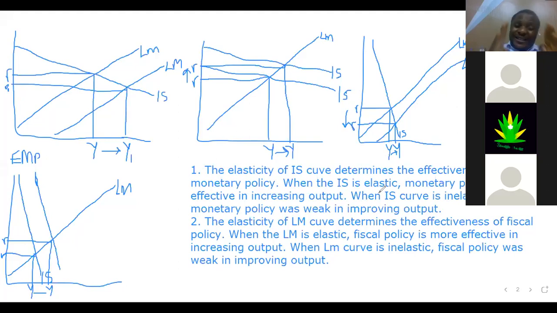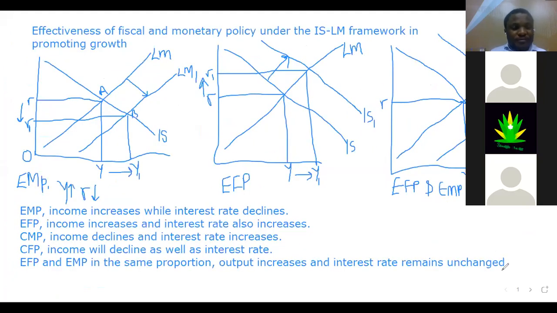That means the first thing we know is from our first explanation. This particular slide is basic, it's basic for your year one, year two. Expansionary monetary policy, income increases, okay? Interest rate declines. Expansionary fiscal policy, income increases, interest rate also increases. Contractionary monetary policy, income declines, interest rate increases. Contractionary fiscal policy, income will decline as well as interest rates.